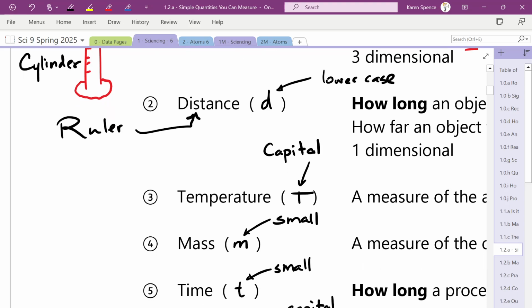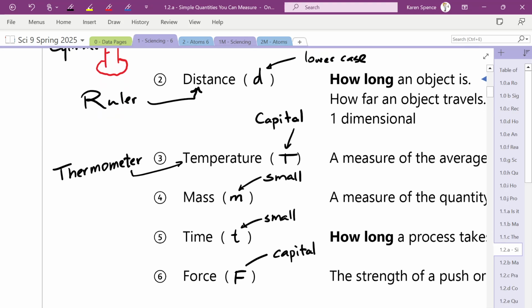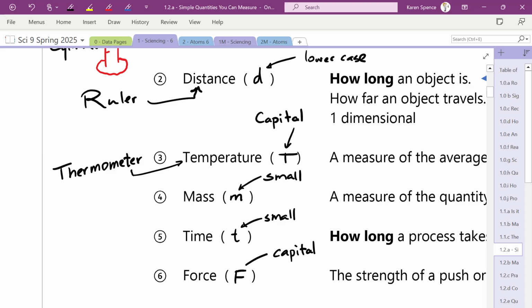What if we are measuring temperature? What would we use? A thermometer, absolutely. You should all know what a ruler is because you've all lived in the world, right? And you should all know what a thermometer is because, again, you have all lived in the world. Yes? All right.